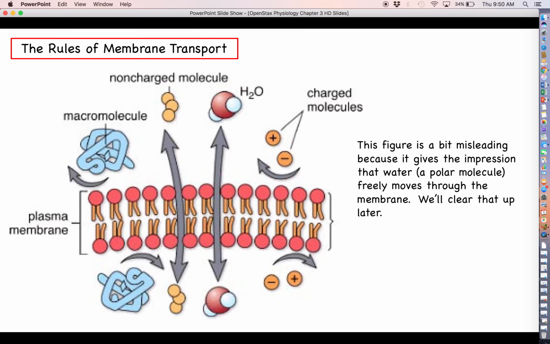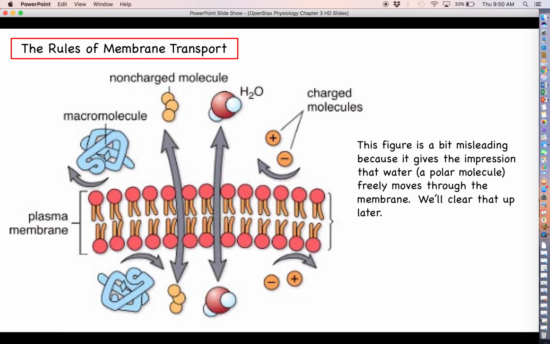Now, the thing that is maybe going to be a little bit confusing for you is that you're probably focusing in on water here. Water passes two of the tests for sure. It is a very small molecule and it carries no net electrical charge. The problem, and the thing that is a little bit misleading about this particular figure, is that water, as we discussed in Chapter 2, is a very polar molecule, right? So why is it showing here that this gray arrow is indicating water moves directly through the membrane?